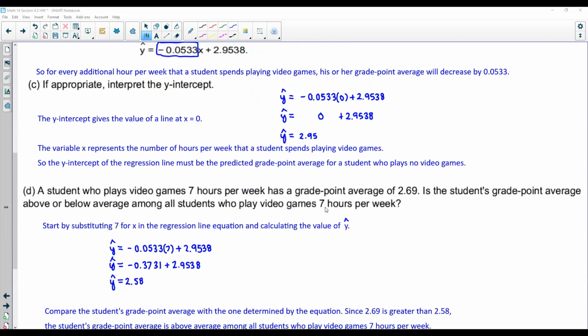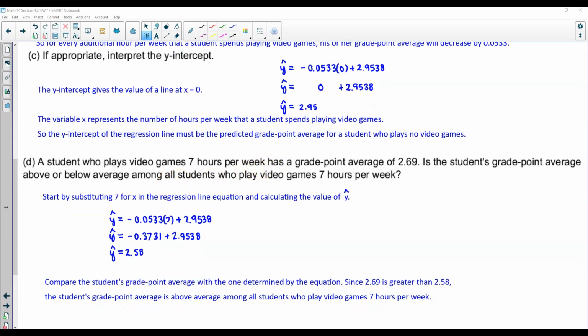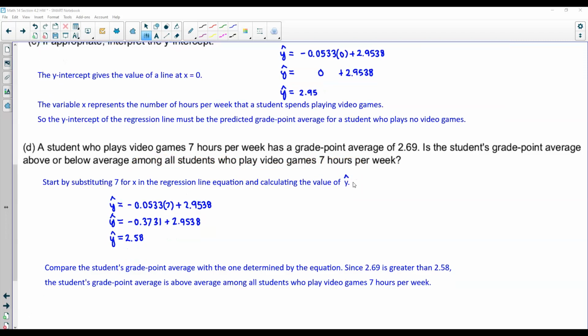In part D, a student who plays video games 7 hours per week has a grade point average of 2.69. Is the student's grade point average above or below average among all students who play video games 7 hours per week? What we're going to do is start by substituting 7 for x in the regression line equation and then calculating the value of y.